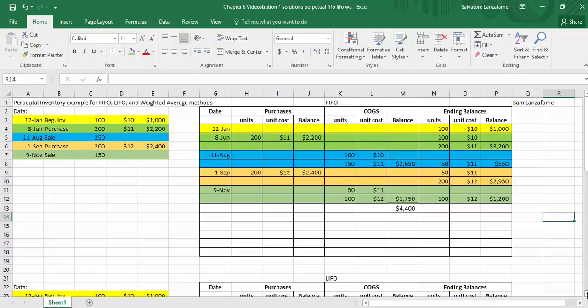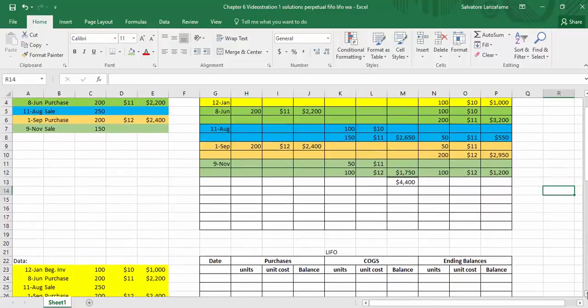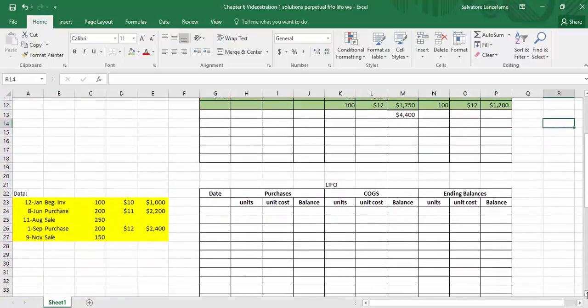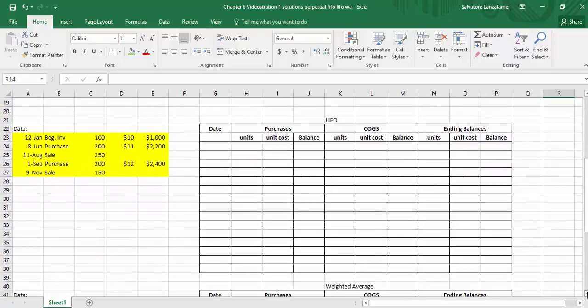So now let's do the exact same problem, but this time we're going to do it under LIFO. LIFO stands for last in, first out. So let's go ahead and begin this process again. So on January 12th, we have an opening balance of 110. And that's going to be $1,000. And let me color code that in yellow.